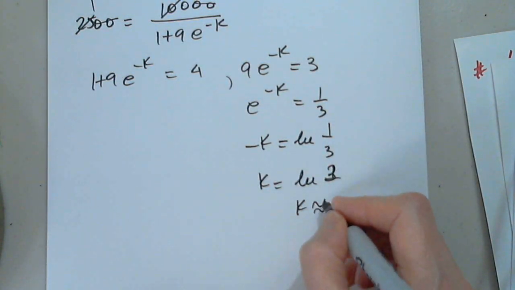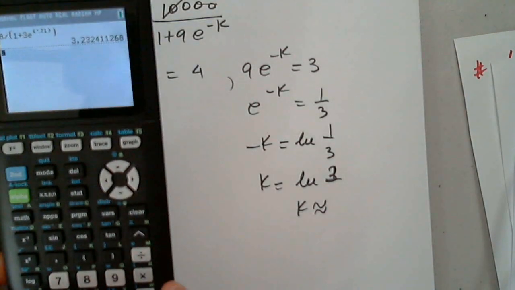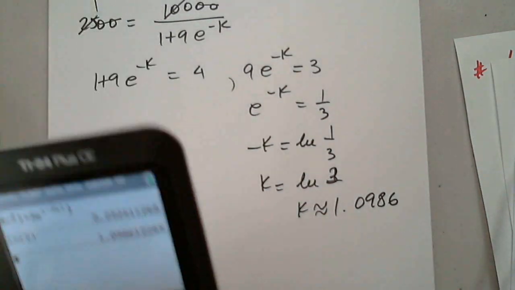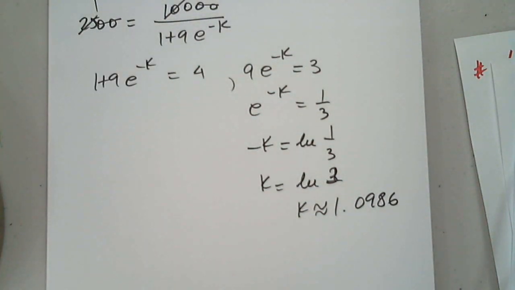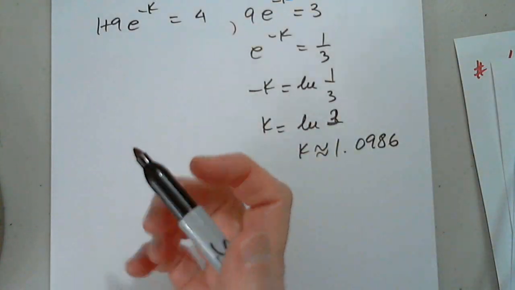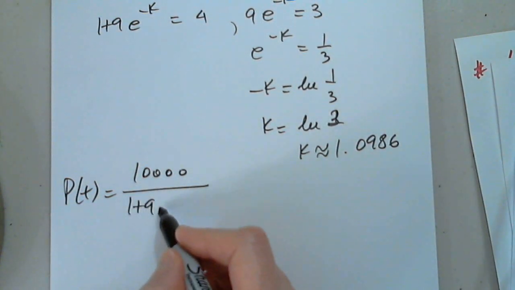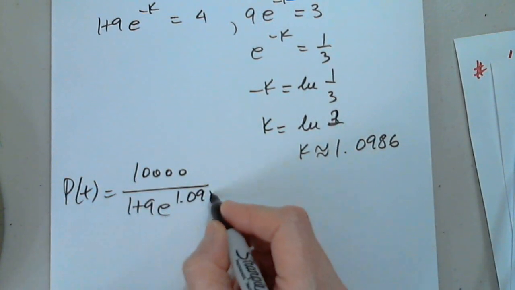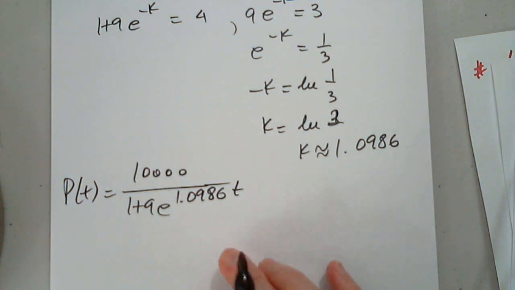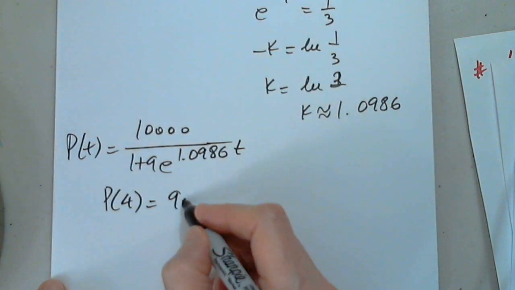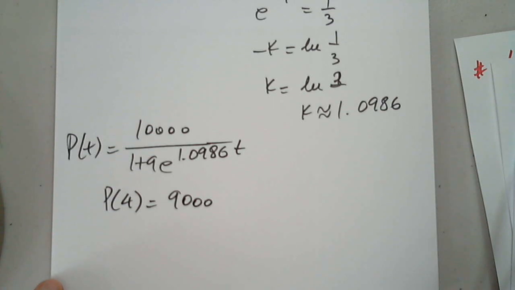So always for k, 4 decimal digits. So natural log 3, I got 1.0986. So minimum 4 decimal digits. Okay, so all I have to do is just plug it back in. So P of t equals 10,000 divided by 1 plus 9 e to 1.0986 t. And now they're asking us to find P of 4. We plug in with t equals 4, and I got 9,000. I hope this is helpful and you understood what we did. Thank you.